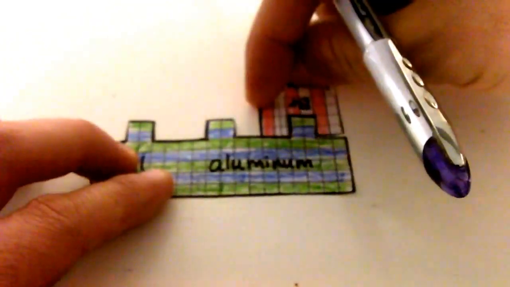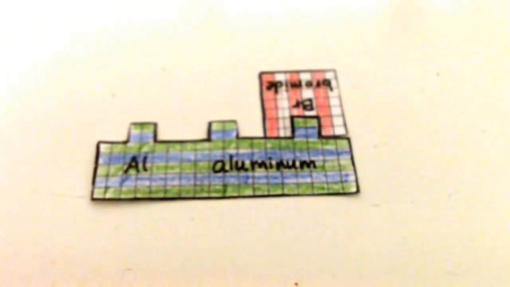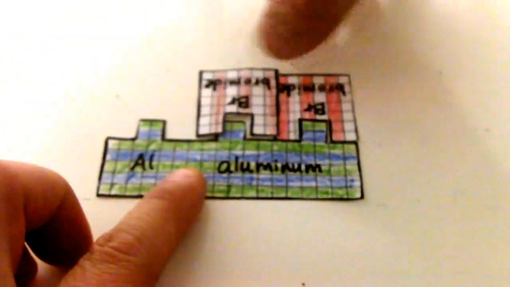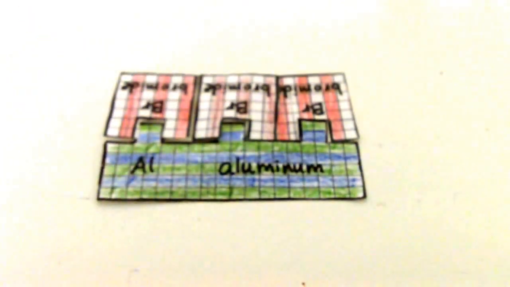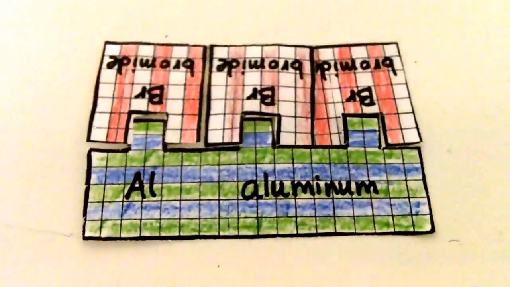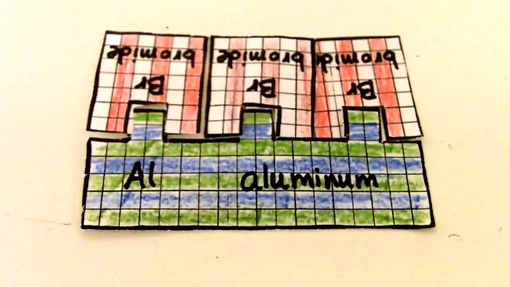So then we can see that the +3 from the aluminum will attract 3 separate -1 bromides. So we fill that in, 1, 2, and 3. So we have ourselves 1 aluminum with the 3 bromides in that combination. So we write those down.